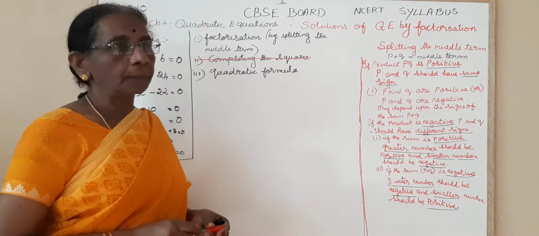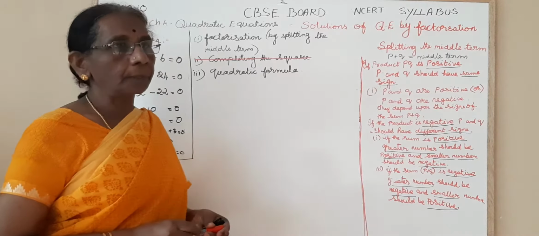In 9th standard itself, you may have studied about factorizing a quadratic polynomial into linear polynomials. What is the meaning of factorizing a quadratic polynomial? Writing a quadratic polynomial as a product of two linear polynomials. Already you have studied this in 9th standard. We are going to recall that, and then apply it here. For that we have to use splitting the middle term. What is the meaning of splitting the middle term?